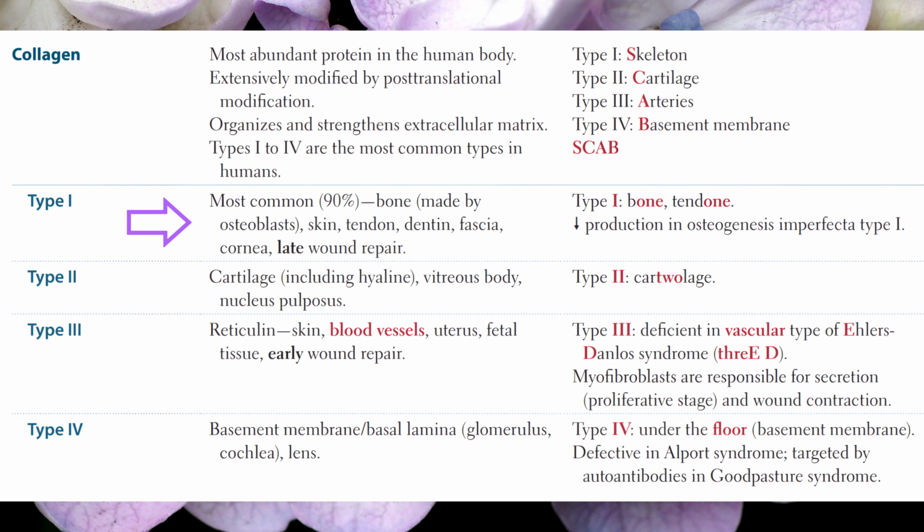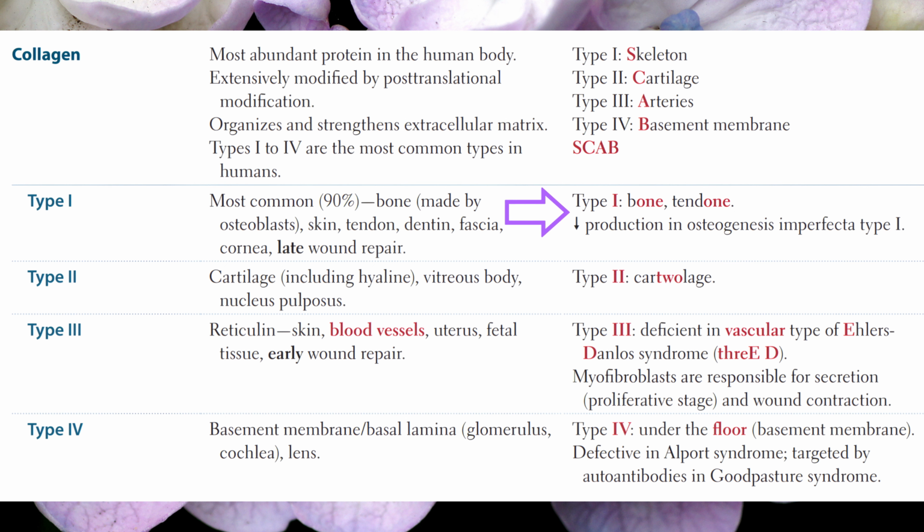Type 1 collagen in bone, made by osteoblasts, skin, tendon, dentin, fascia, cornea, and late wound repair. Type 1 in bone and tendon. Decreased type 1 collagen production in osteogenesis imperfecta, type 1.